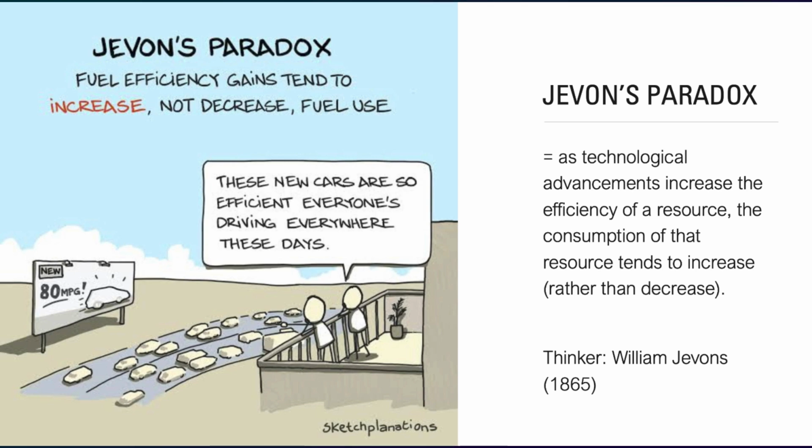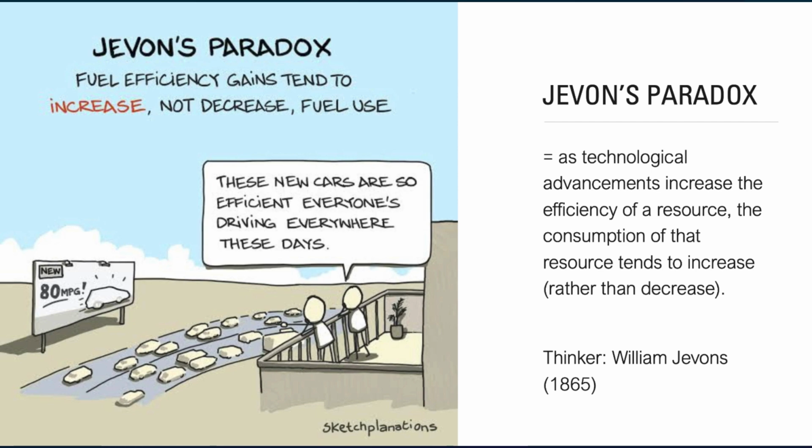This paradox goes all the way back to William Jevons in 1865. Jevons noted that improved efficiency in coal-powered steam engines led to an overall increase in coal consumption. Whereas you would assume if trains and machines that were coal-powered became more efficient, they would actually need less coal. But that is not what happened.